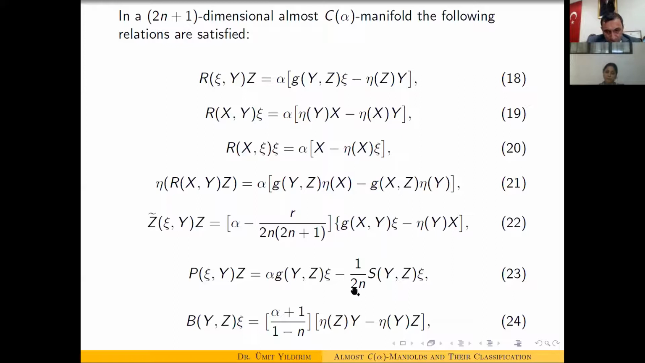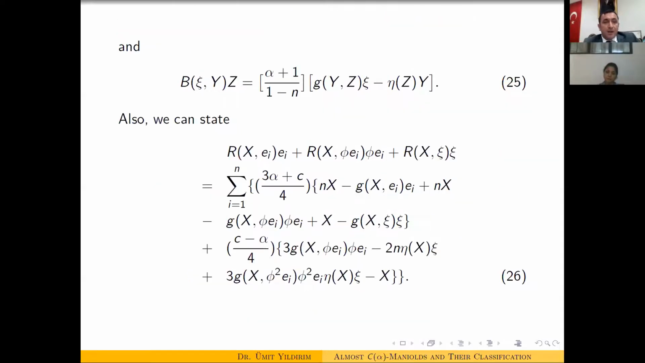B Y Z Xi equals alpha plus 1, this is important, alpha plus 1 divided by 1 minus n, eta Z Y minus eta Y Z. And equation 32: B Xi Y Z equals this equation.